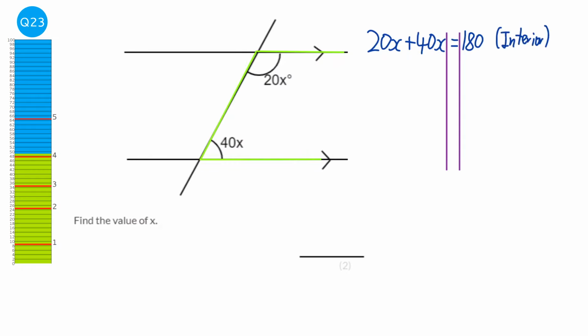Here I'm going to be solving this algebra. I'm just going to get my tramlines in. 20x plus 40x is 60x, equals 180. We'll divide both sides by 60 to get x on its own. So we can solve it, and we've got x equals 3. So the value of x will be 3.